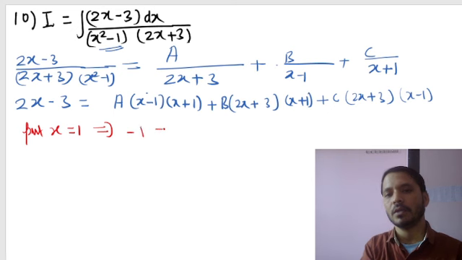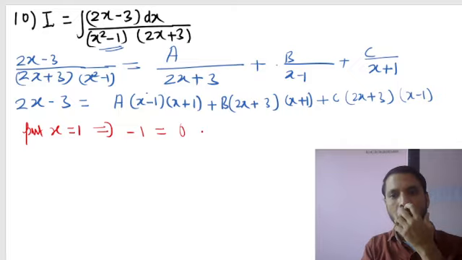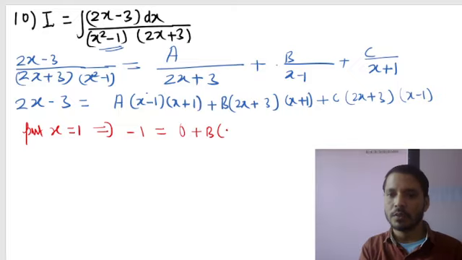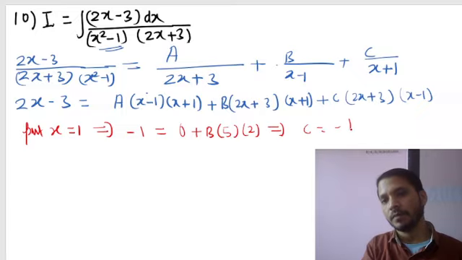Minus 1 is equal to what? A will become 0, and c will also become 0, only we have b. So b will be equal to what? 1, that means 2 plus 3, 5, into 1 plus 1, that is 2. That means from here we can say c is equal to minus 1 by 10.